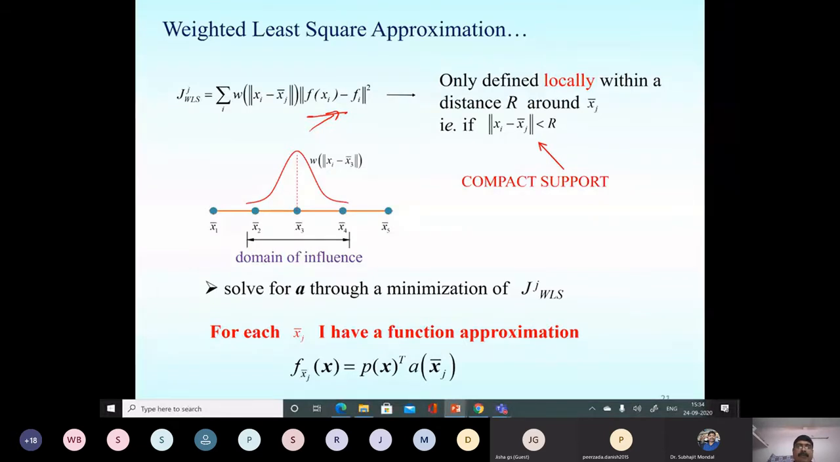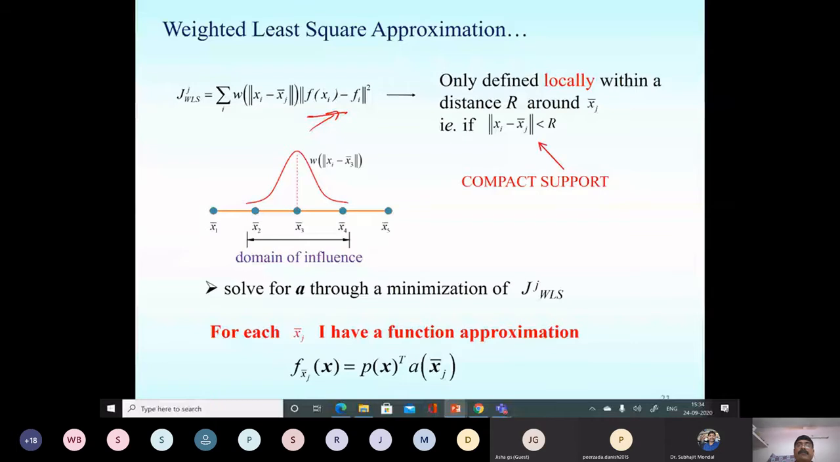Okay, and then solve for a. So a will become a function of these xj's. Okay, this particular xj has a particular set of a values, and others will have other values, and you have to connect somehow. So why don't you, instead of fixing the xj's, the x bars like this, why don't you move it? Okay, at each point you can do the minimization.